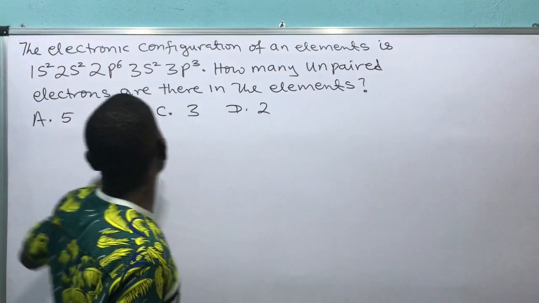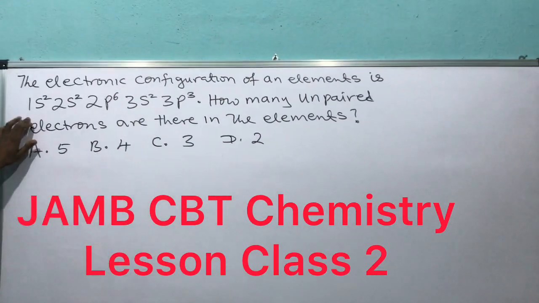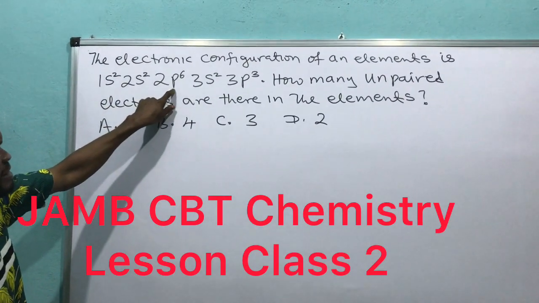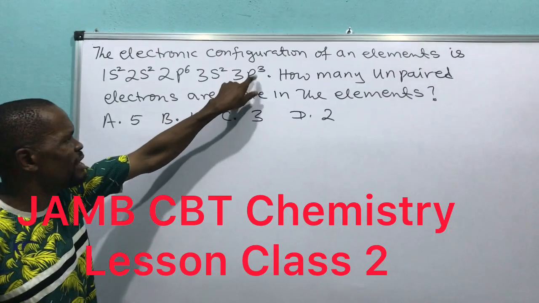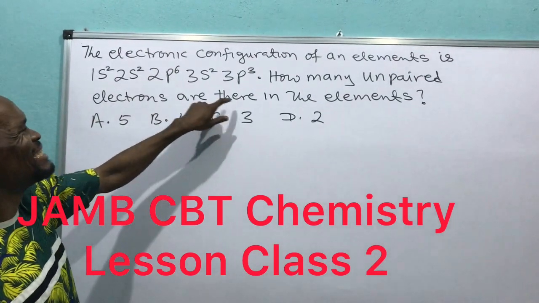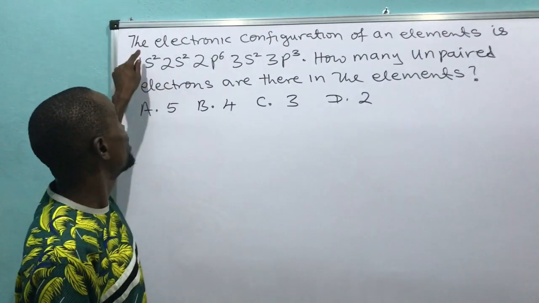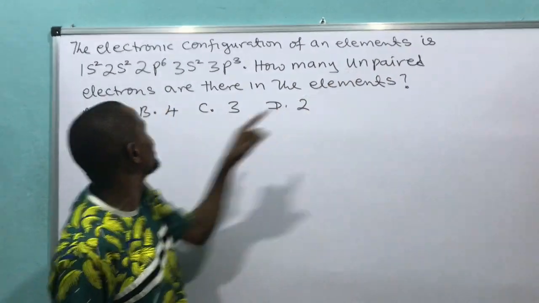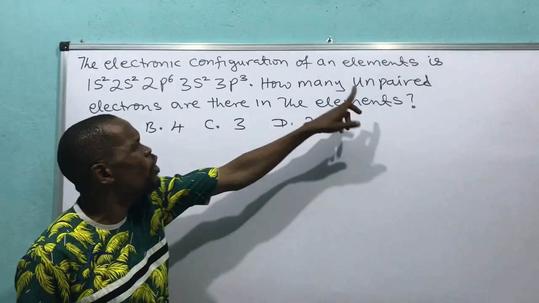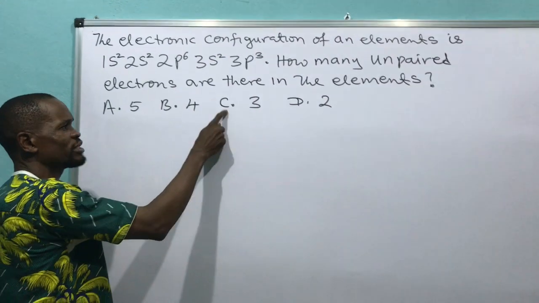The question said the electronic configuration of an element is 1s2, 2s2, 2p6, 3s2, 3p3. How many unpaired electrons are there in the element? A 5, B 4, C 3, D 2.